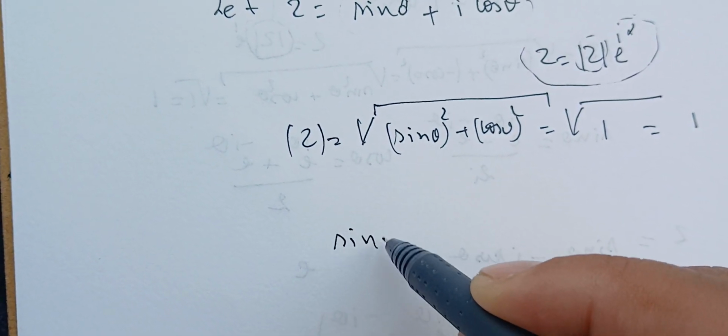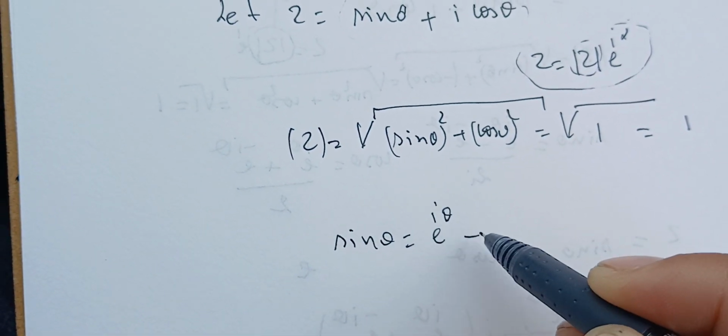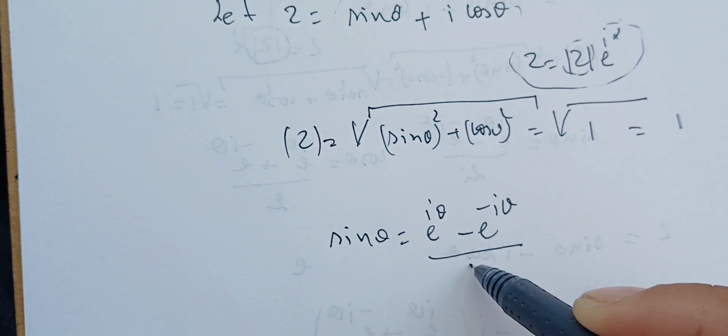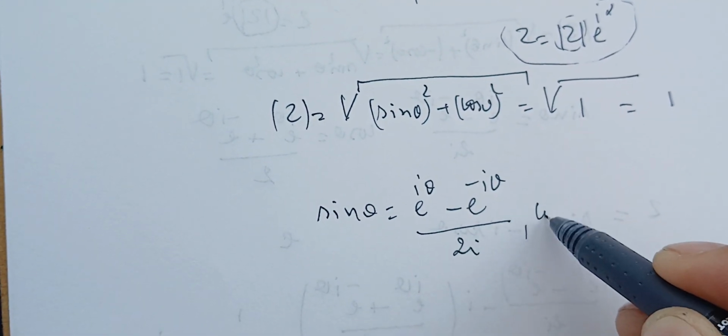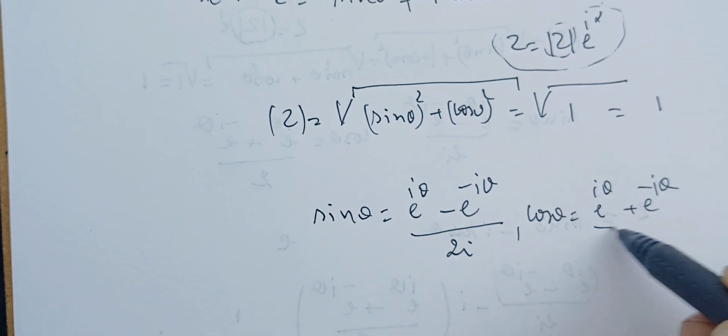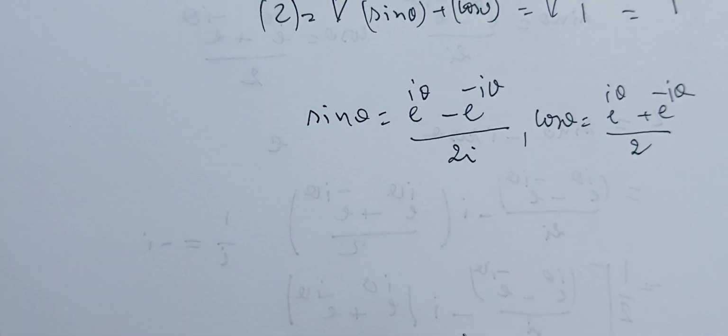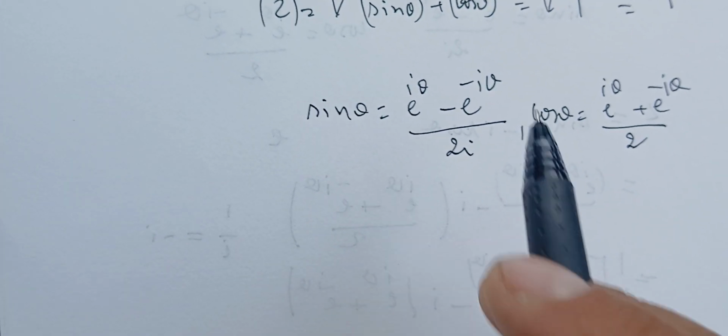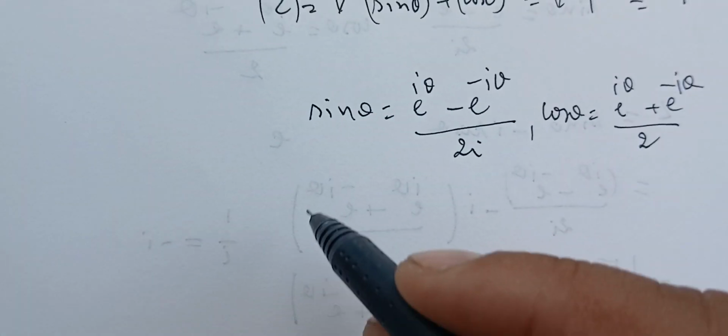So we know that the sine of theta is e to i theta minus e to minus i theta over 2i, and the cosine of theta is e to i theta plus e to minus i theta over 2. Okay, let's just plug that in here.